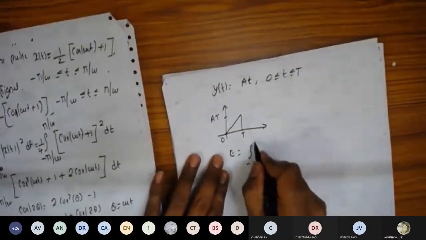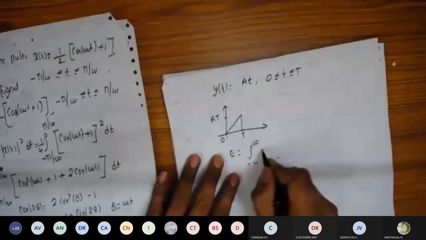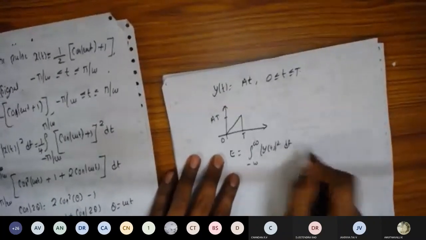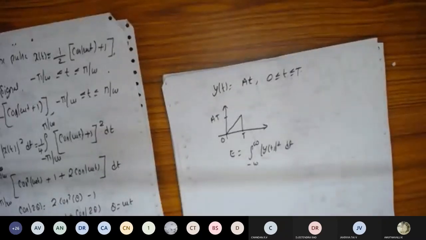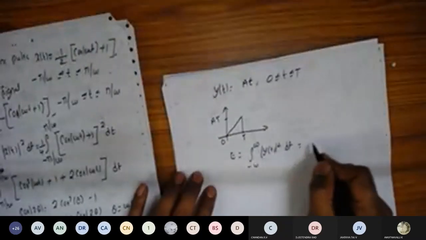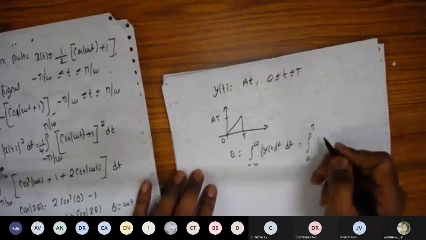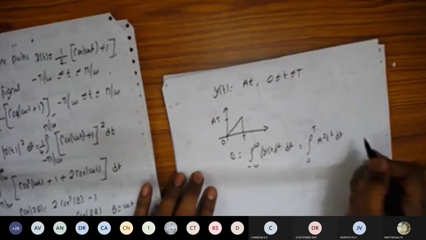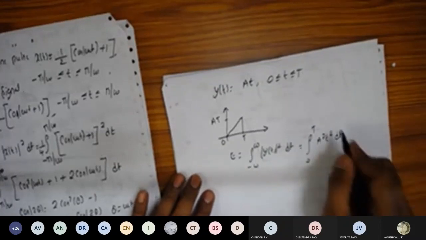Now let us find out the energy of this one. So let us substitute the formula, minus infinity to plus infinity, y of t the whole square into dt. Here you can substitute, so 0 to capital T, it is A square t square into dt.